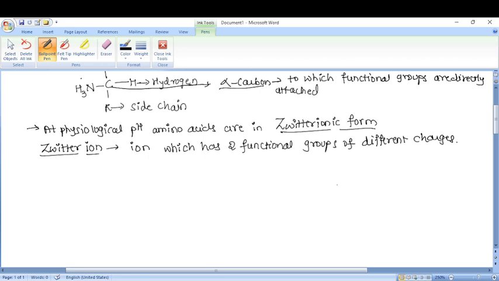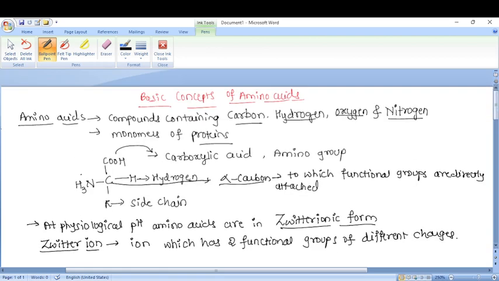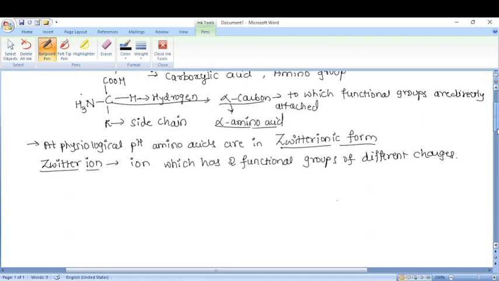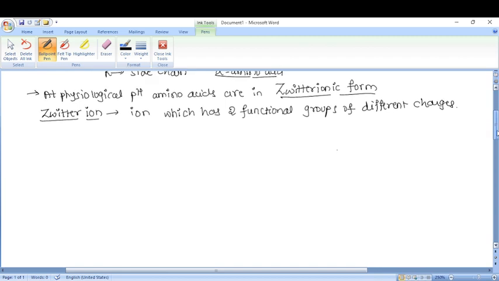See here in this structure. Here, the carboxylic acid group, a functional group, and the amino group are directly attached to the carbon, hence the name alpha carbon. Hence, all the amino acids have the alpha carbon, so they are named alpha amino acids. All standard amino acids are called alpha amino acids. Why? Because they have the alpha carbon, the carbon to which the functional groups are directly attached.